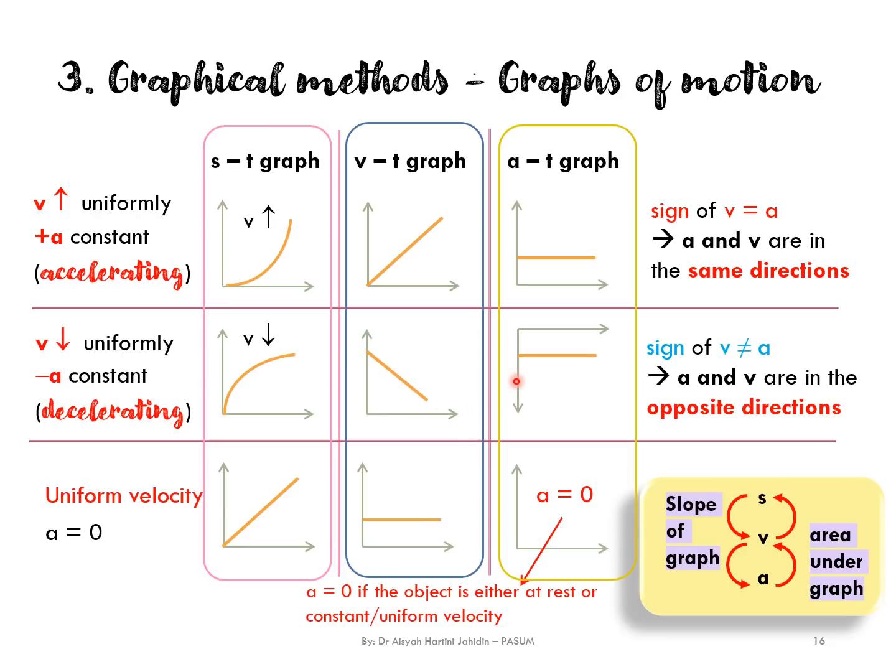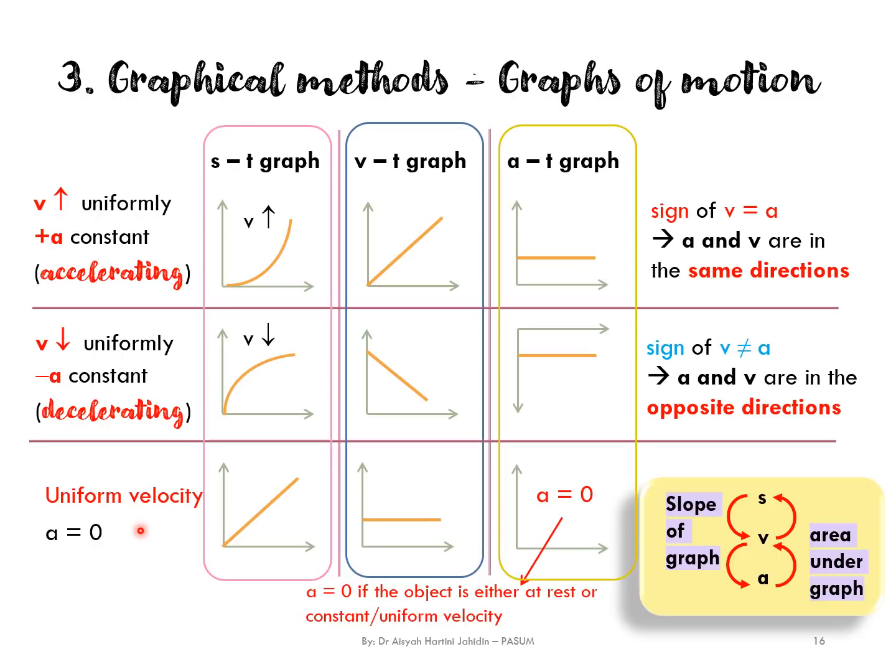For the third graph, the a-t graph, we will have a horizontal line of acceleration, but this time it is plotted on the negative side of the graph. It means that the directions of a and v are in opposite directions.